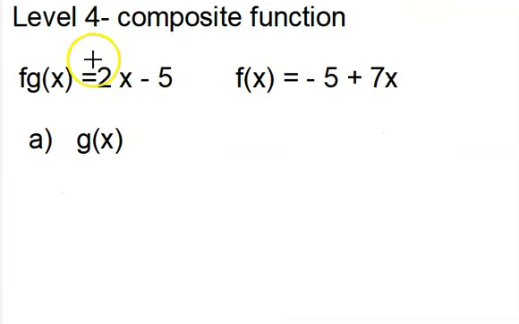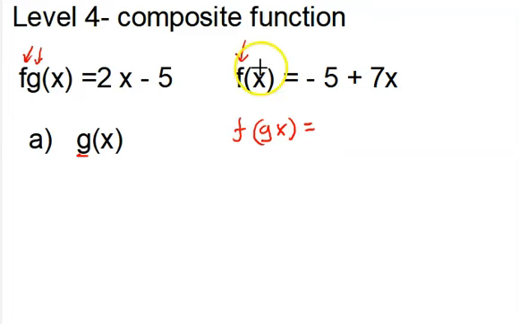Okay, this is a bit different type of composite function question. Now they have f and g, and then here we have only the f. So now they're asking us to find the g. So in this case, what we can do here is, we substitute first the gx. Okay, we just substitute gx into the single f.